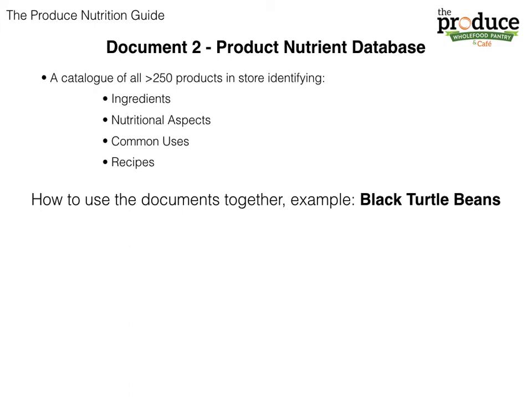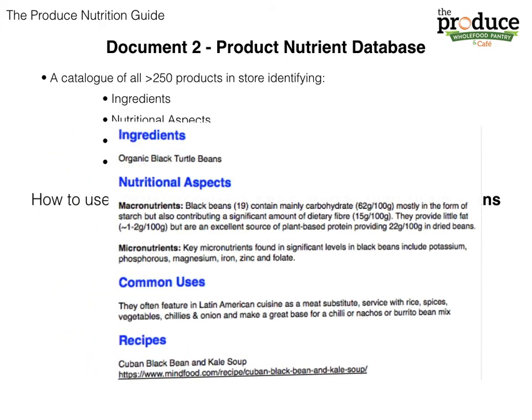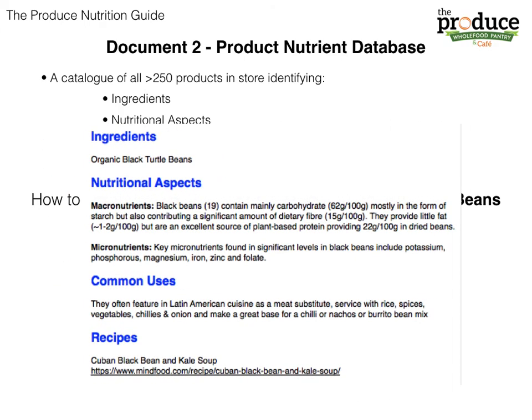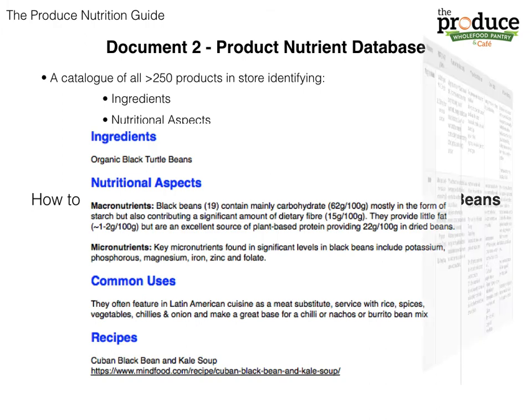Now, as an example, we're going to have a look at black turtle beans. So this is what you would see in document 2 in the database for black turtle beans. You can see that they are a good source of plant-based protein and fiber, as well as potassium, phosphorus, magnesium, iron, zinc, and folate. Now, to get a better understanding of what impact these nutrients have on the body, you then go to document 1, the Nutrition Concepts Guide.